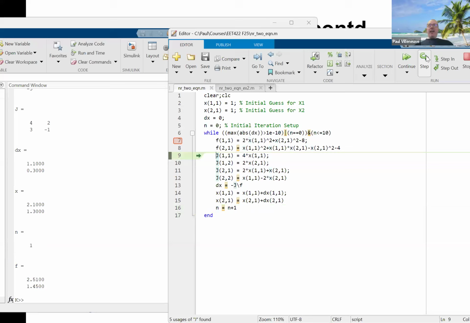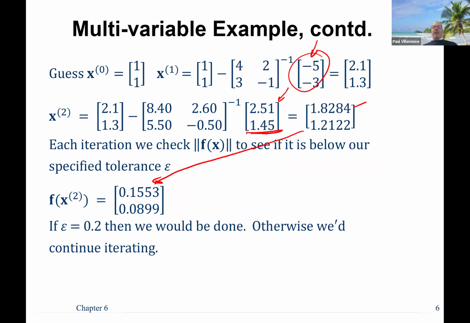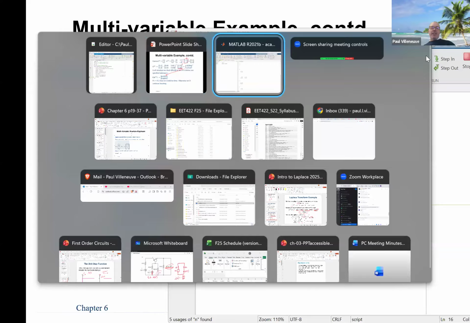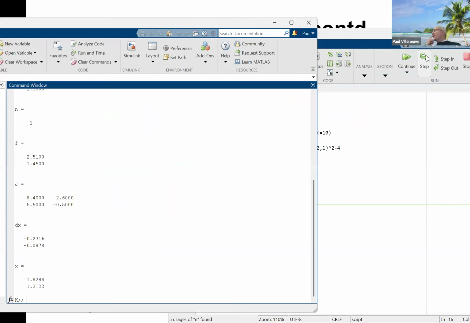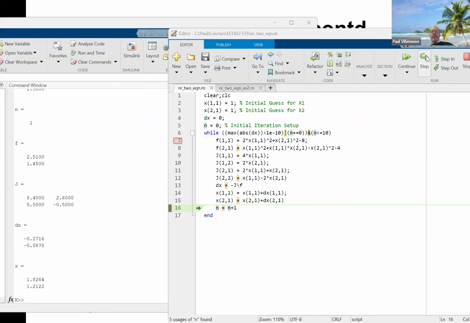2.5 and 1.45. And I'm going to just put up all the J and the X on one screen so you can see. So now my F is 2.51 and 1.45. My Jacobian, 8.4, 2.6, 5.5, and -5. Let's see how close that matches up. Looks exact. And then my X is 1.83 and 1.212.